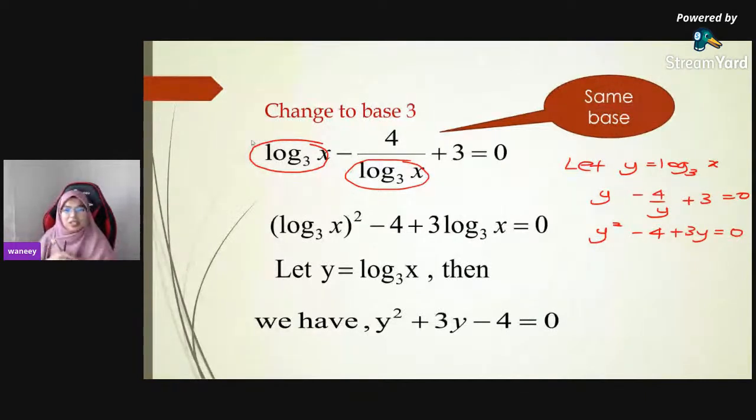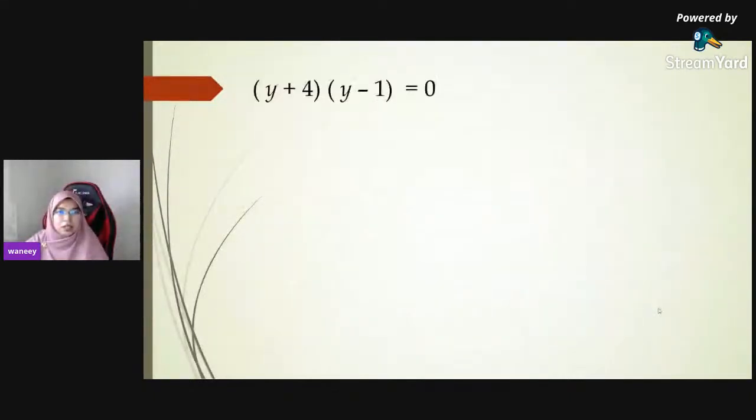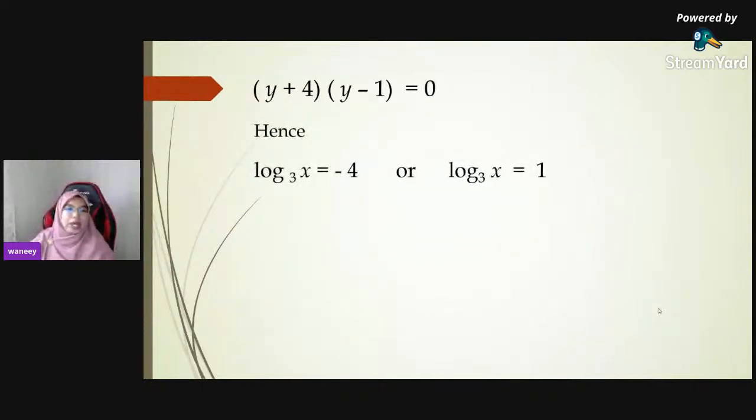So of course, this is a simple quadratic function. You can factorize them completely. So we have y, 4, 1. So 4y, y. So this is a plus, this is a minus. So y plus 4 times y minus 1 equal to 0. So y is equal to negative 4, y is equal to 1. Okay, so we have log 3x equal to negative 4 or log 3x is equal to 1.